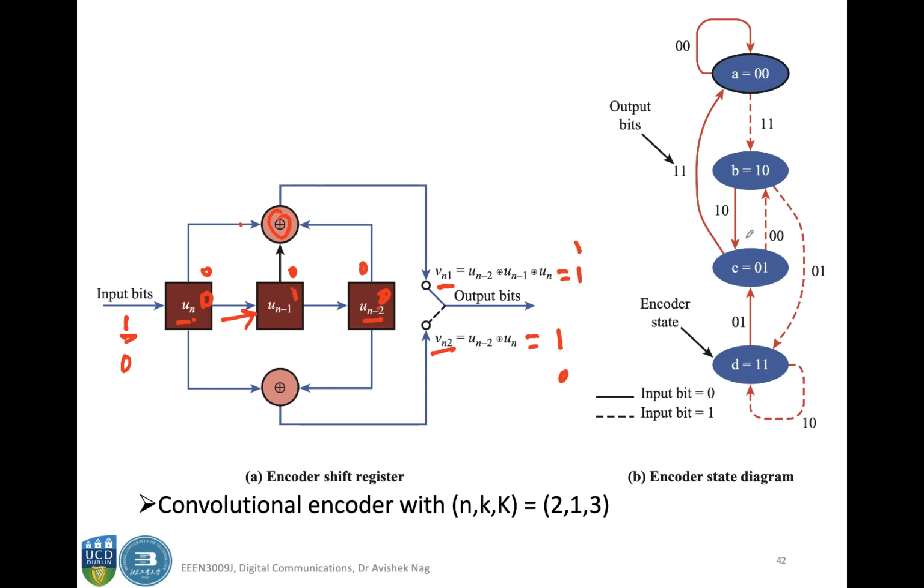Okay, so what this state diagram does, let's say your initial state is 0 0. Whenever in the 0 0 state your input bit is 0, input bit 0 is represented by the solid line, and input bit 1 is represented by this dotted line.